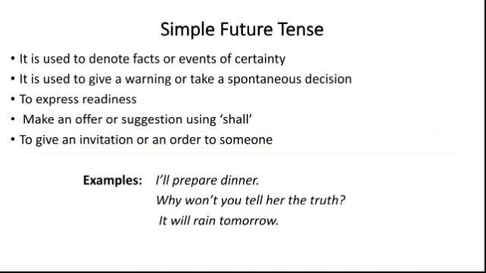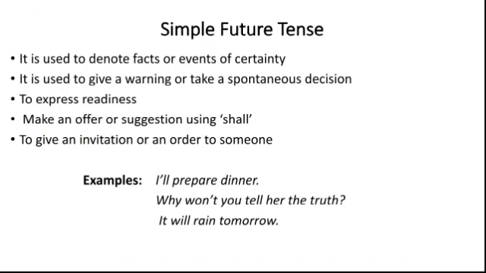This tense is used to denote facts or events of certainty. It is used to give a warning or take a spontaneous decision. Also, we use this tense to express readiness. To make an offer or suggestions, we use shall and use simple future tense. Also, while giving an invitation or an order to someone, we use simple present tense.